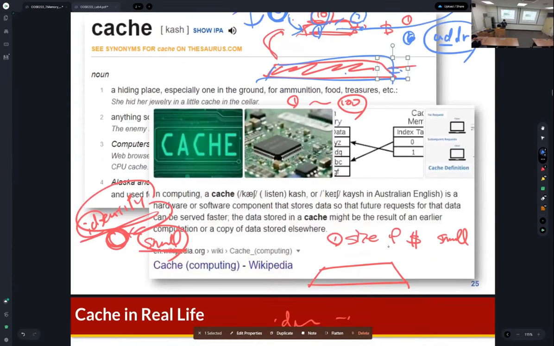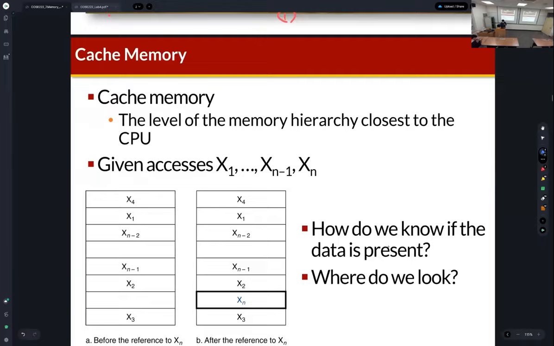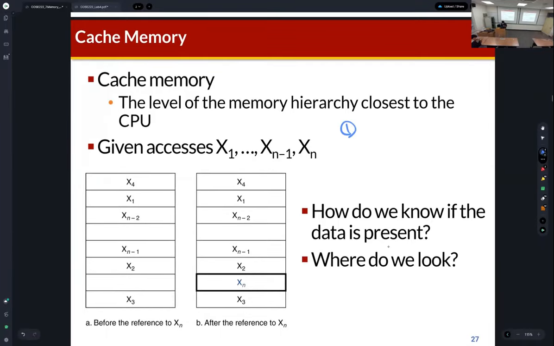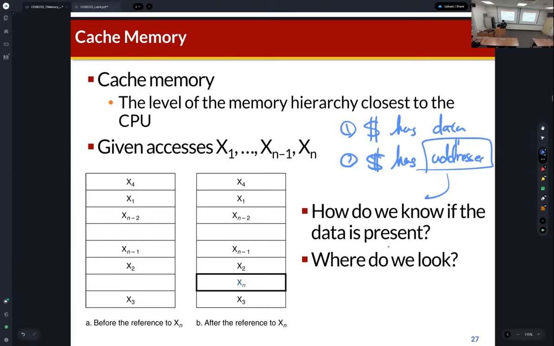So when the data is stored in the cache, the data itself is also stored, and we need to store the address to identify the data, okay? So the cache has data, and the cache also has addresses. Okay. These addresses in the cache are called the tag. Okay.